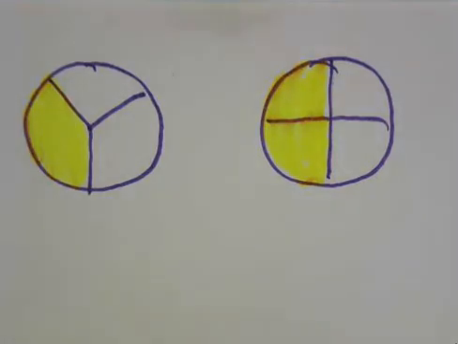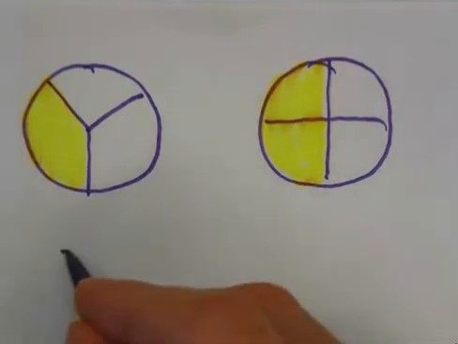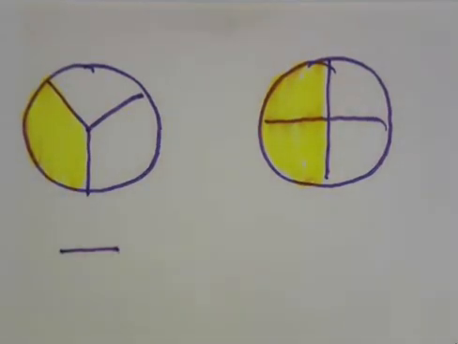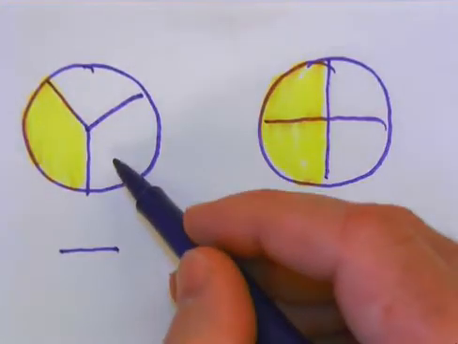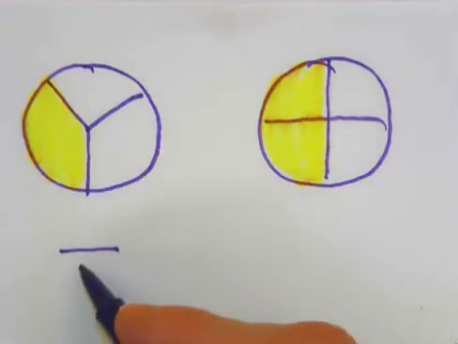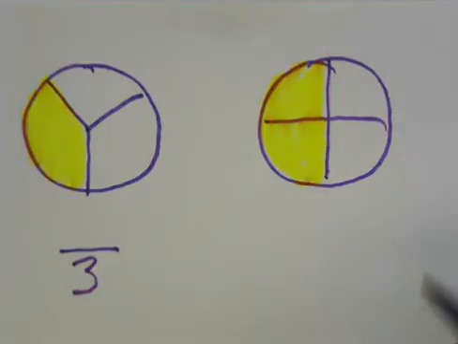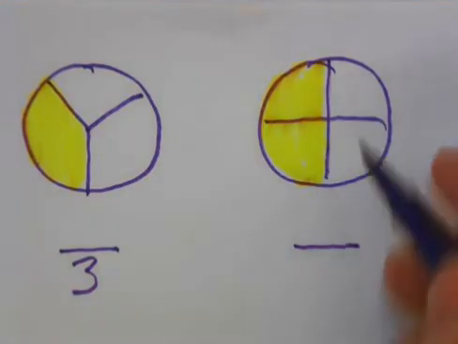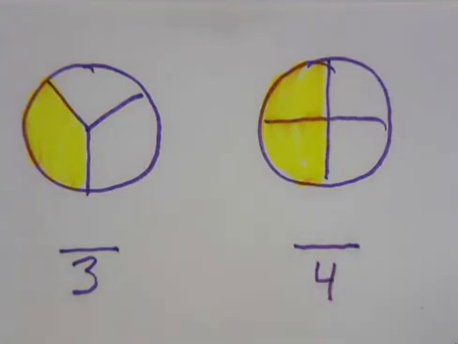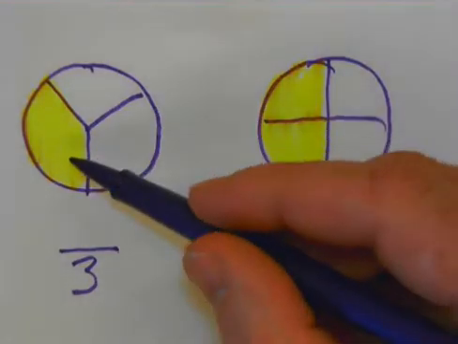Notice that these two representations of fractions have pieces that are different sizes. When you are finding the denominator, the bottom number, the denominator is the number of total pieces in the whole. In this case, the number of total pieces in the whole is 3. For this fraction representation, the number of total pieces in the whole is 4.